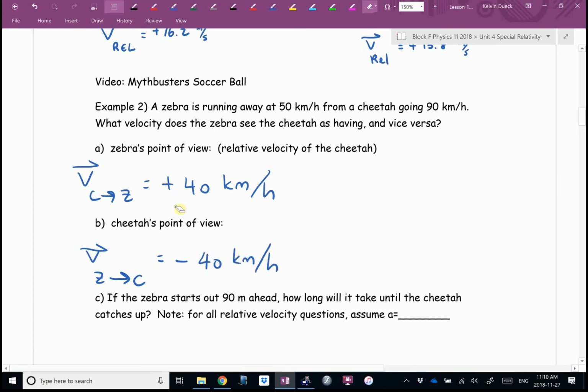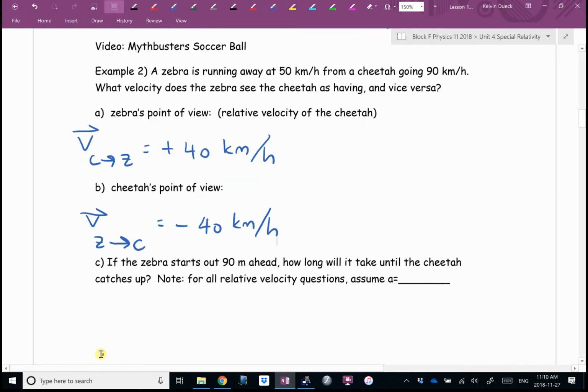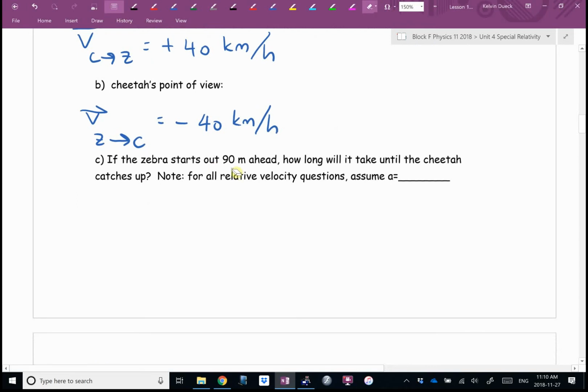I'm not going to be fussy on the positive or negative. I like question C, but we're just going to use relative speed for question C. And what I mean by that is don't freak out about the negative or positive. Just get the 40. So here's the question. If the zebra starts out 90 meters ahead, how long will it take until the cheetah catches up?